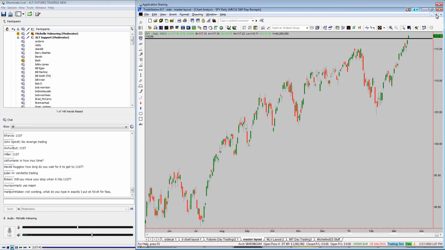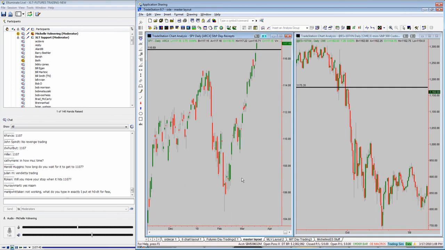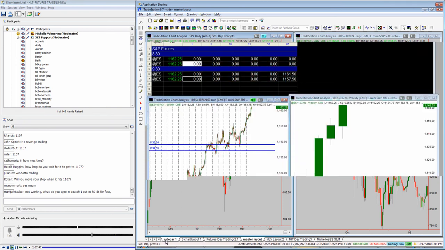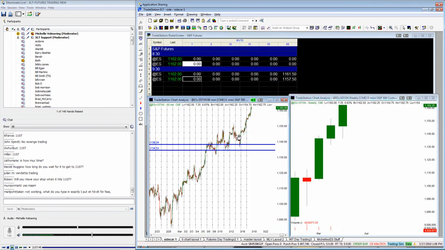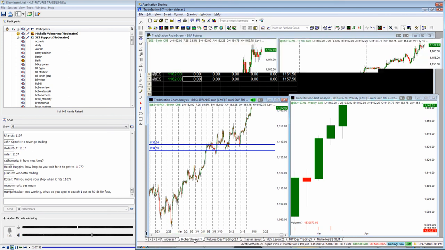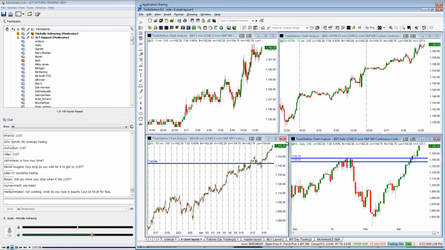So let me do this. I have this chart up here. Let me go back to today. Uh-oh. Looks like it's reset itself. Darn, I'm not going to be able to do that.